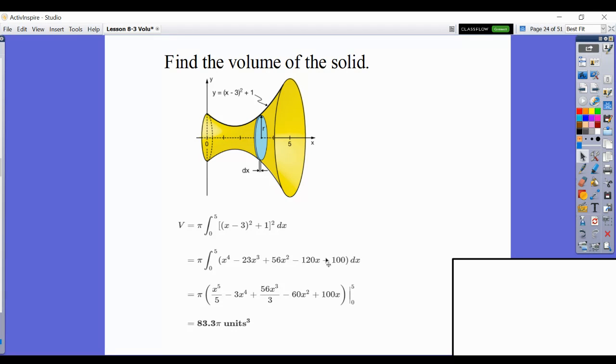Now, they did this one out by hand because the math was not super hard to integrate. And the answer has pi in it. If you multiplied it out, that's fine. One note, when you're doing this by hand, it makes it a lot easier if you pull constants out. So pull the pi out and just integrate the radius squared. There we go. 83.3 pi units cubed.